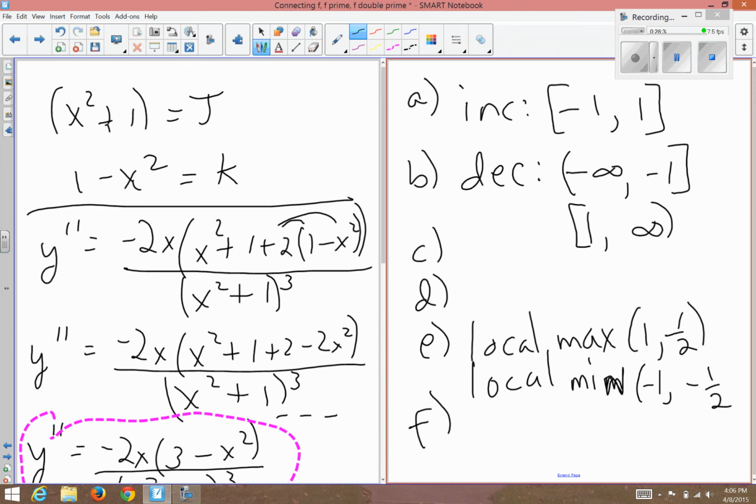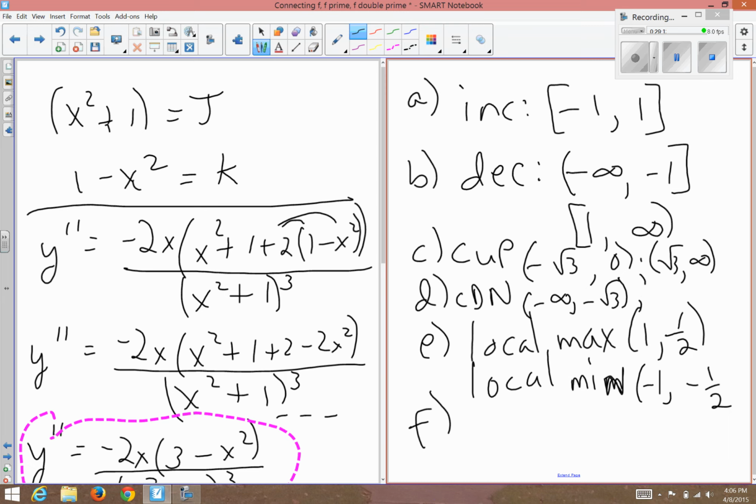So back to the questions. Part C said, on what intervals is the function concave up? And we're coming up with from negative radical 3 to 0, and also from the square root of 3 to infinity. Part D, concave down intervals. That was negative infinity up to negative radical 3. And also from the interval from 0 to the square root of 3.